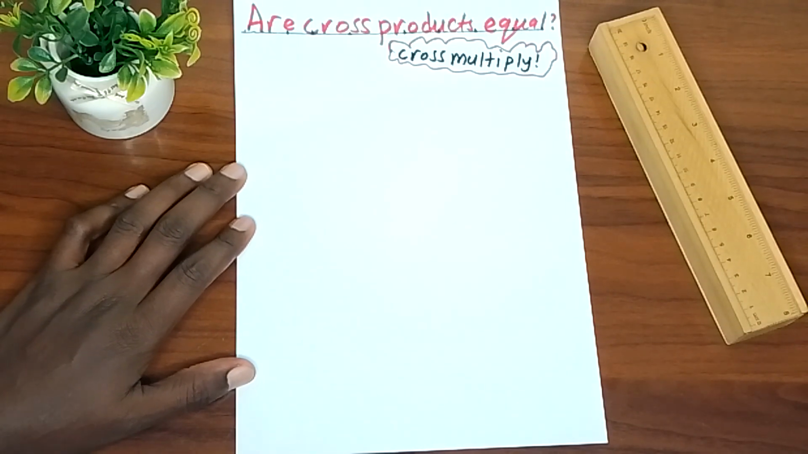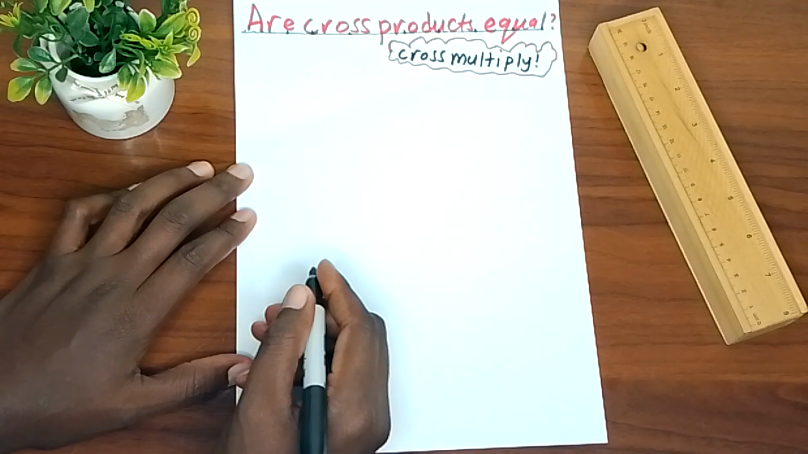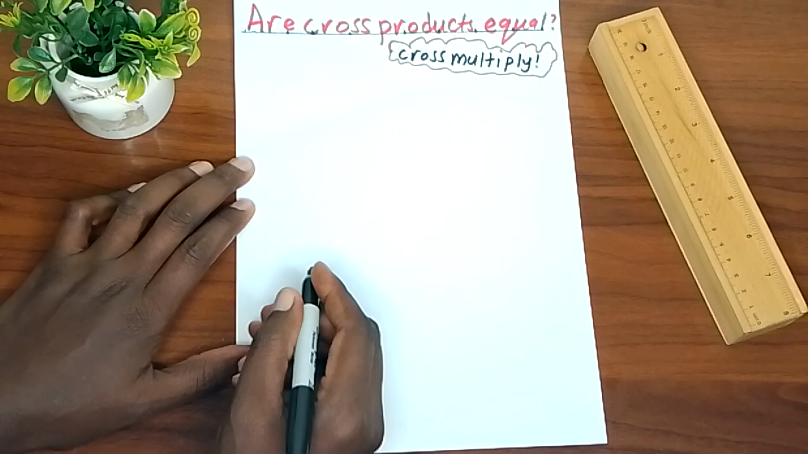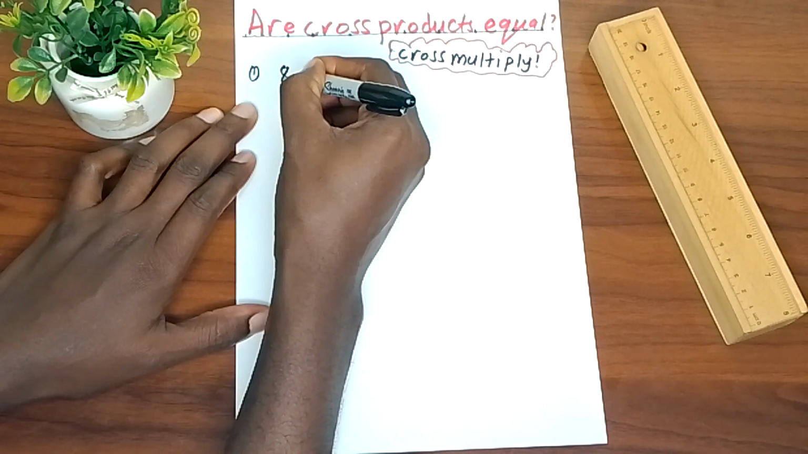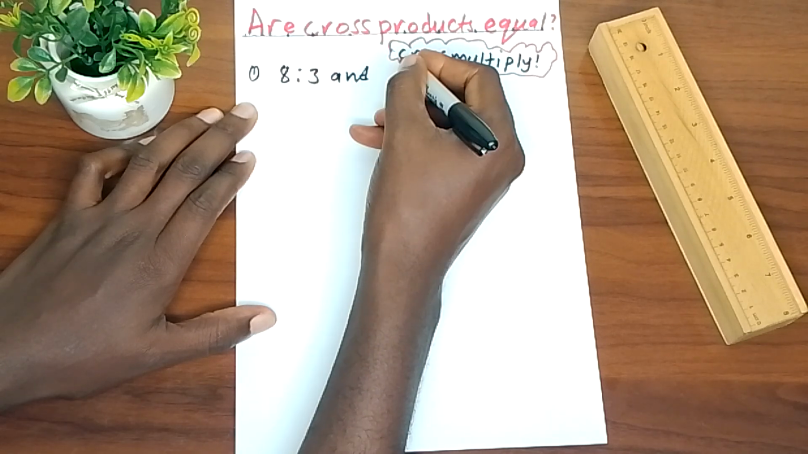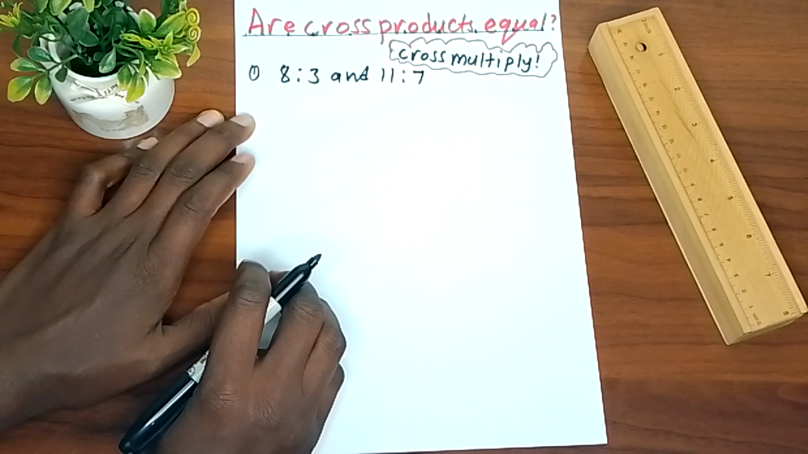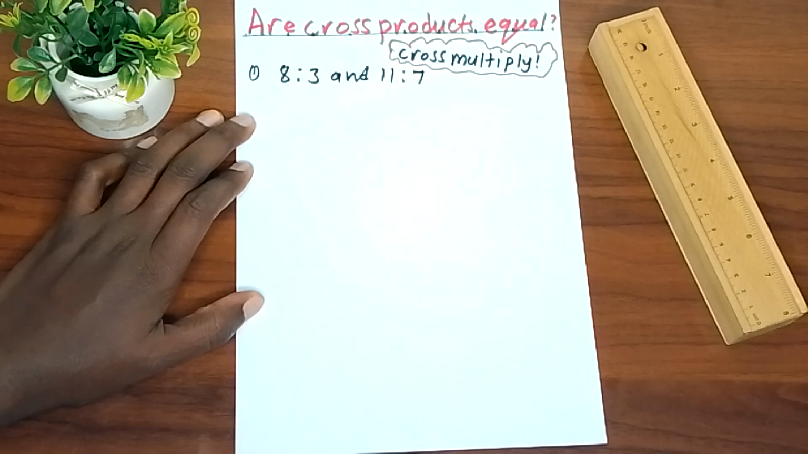Today we are looking at cross products, and our question is, are cross products equal? In this case we are going to be using cross multiplication, or cross multiply. Now let's look at our first example, 8 to 3 and 11 to 7. We want to take these two ratios and see if they are really proportional.